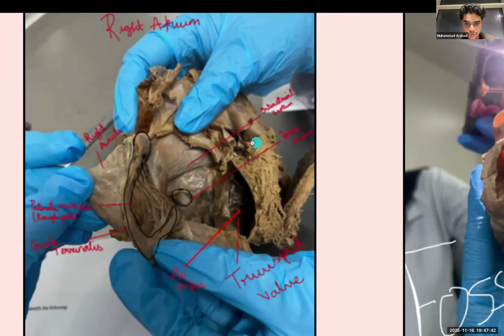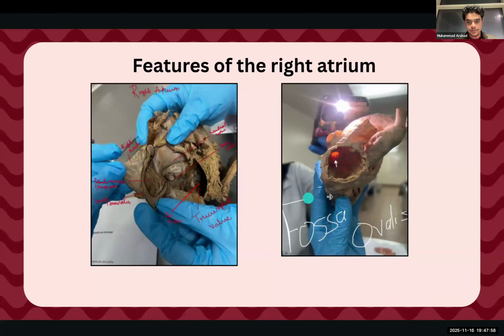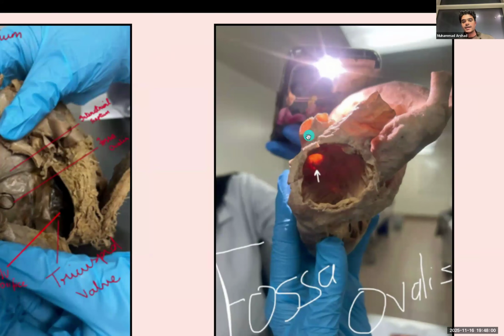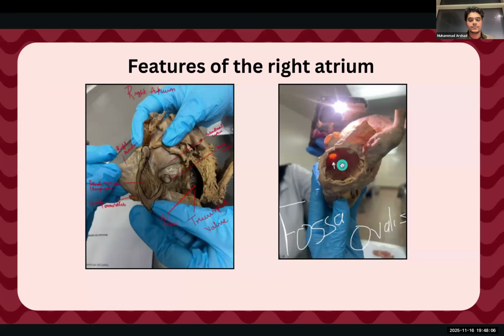And then there's also the interatrial septum, right? You have a septum between both of the atria, the left and the right. Obviously, you want that because one of them has deoxygenated blood and the other one has oxygenated blood. But there's this kind of weakening of the wall called the fossa ovalis, right? You can see that it's a bit thinner because if you shine light through it, the light comes out through the other side, where it's not doing that for the rest of the interatrial septum.